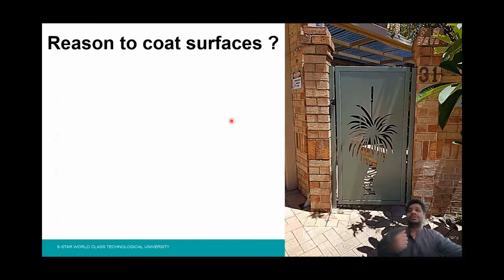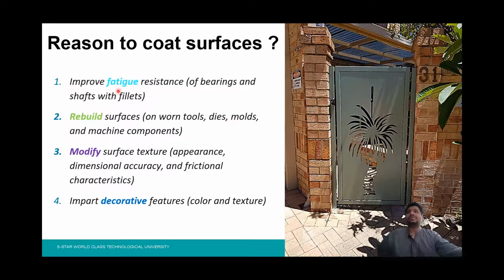Next we move on to the other reasons. The other reasons are improving fatigue resistance. The reason is that you have a cyclic load. When we talk about bearings, shafts and fillets, these are the conditions in which the cyclic load occurs. So if we coat the surface, then that load is less transmitted to the bulk material.